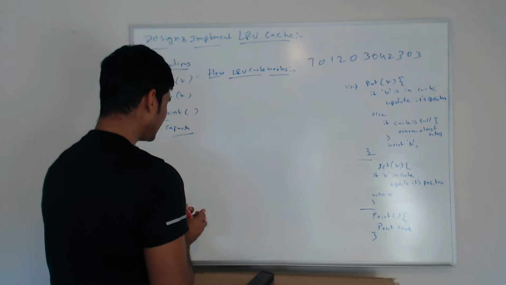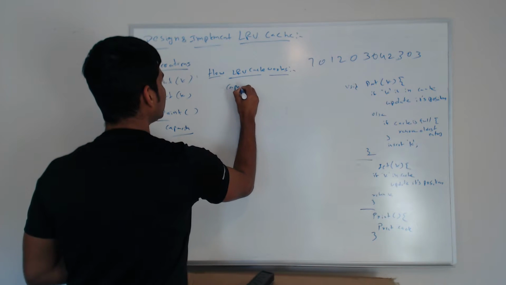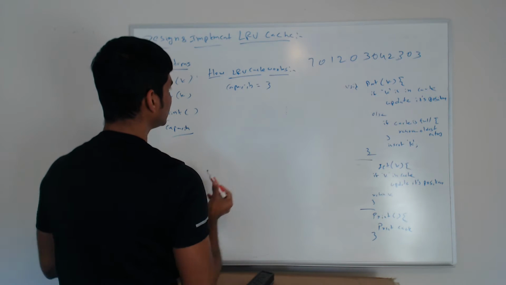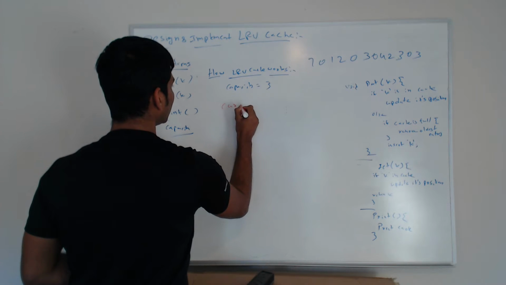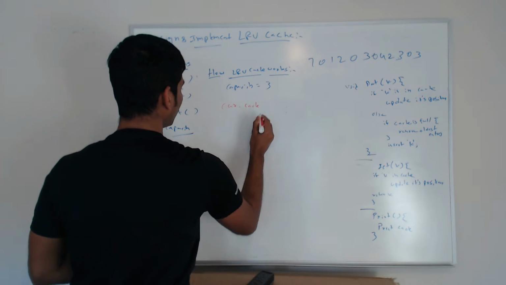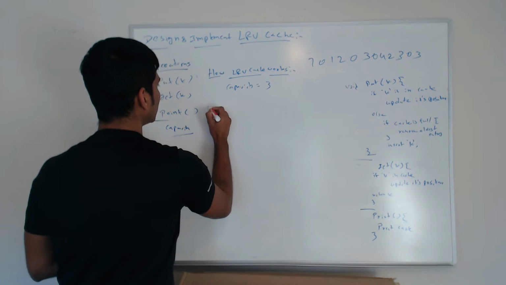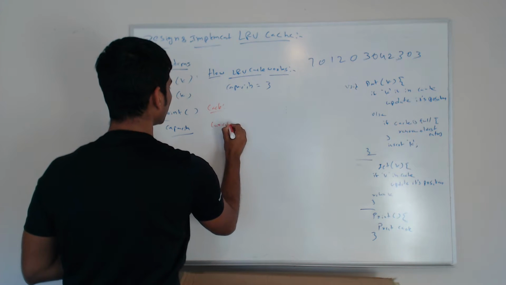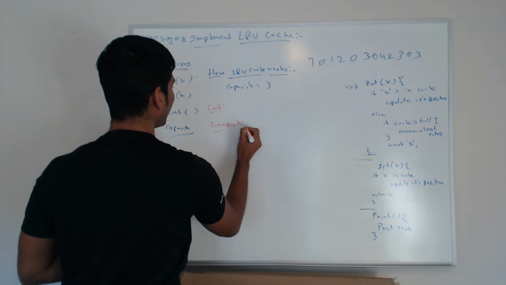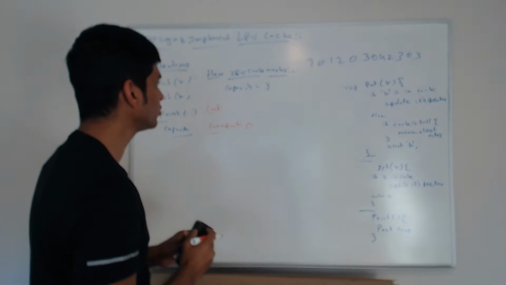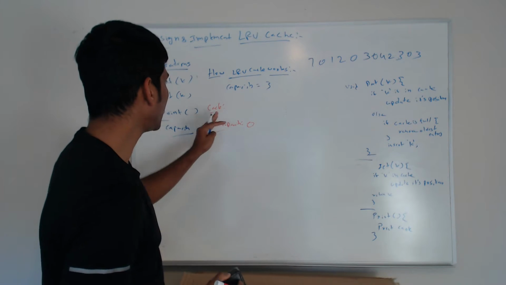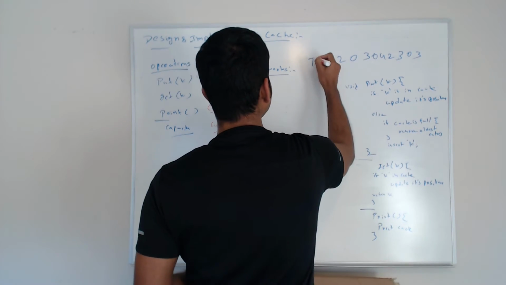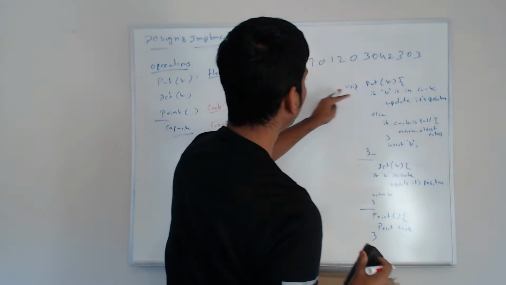So let's say that the initial capacity of the cache is given as 3. Okay, this is the current cache, and this is the current capacity we have. Initially there are no elements in the cache, the capacity is 0, and the cache is empty. Let's say that the first element we're getting is 7, so we call put on 7.